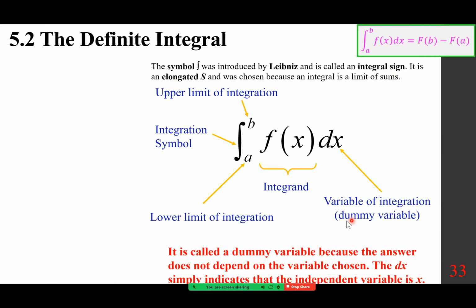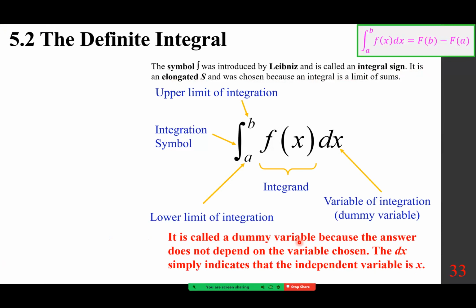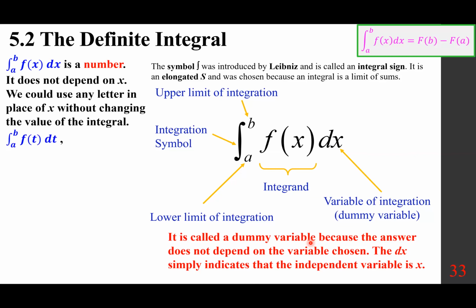Why is that? It is called a dummy variable because the answer doesn't depend on the variable chosen. The dx simply indicates that the independent variable is x. The integral from a to b of f of x dx is a number. It doesn't depend on x. We can use any letter in place of x without changing the value of the integral. For example, the integral from a to b of f of t dt or f of x dx means the same thing.